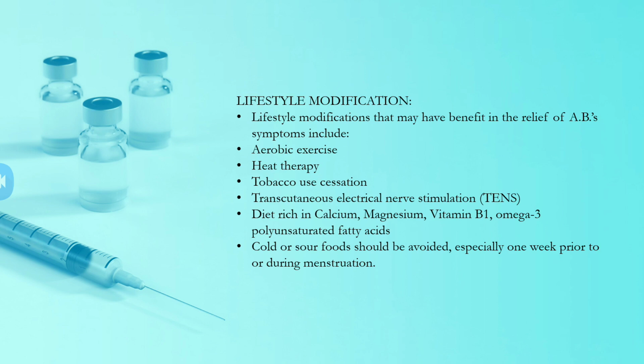A diet rich in calcium, magnesium, and omega-3 polyunsaturated fatty acids can also decrease the intensity and duration of the symptoms. Cold or sour food should be avoided, especially in the week before or during menstruation.